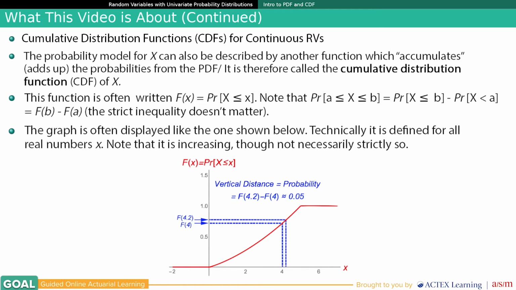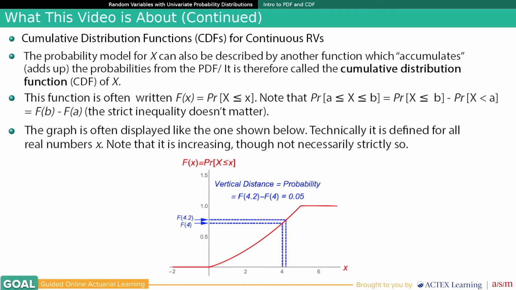Note that this function is increasing just like in the discrete case, though not necessarily strictly so. Because our PDF takes on strictly positive values between 0 and 5, that is the interval along which capital F, the CDF, is strictly increasing. Here, the vertical distance, which is a difference, represents the probability. In the case where x is between 4 and 4.2, just like before, here you would see it's the value F of 4.2 minus F of 4. It's the vertical distance between those values, which again is about 0.05. Also note that the graph of capital F, when x is between 0 and 5, is concave up. This reflects the fact that the PDF, little f, is increasing.